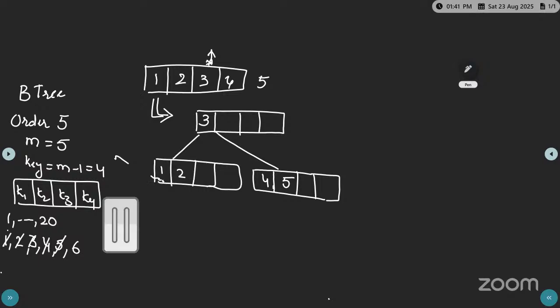Now right side of 3 means 4, 5. So in this node, 2 spaces are available. So we have the space for 6. Yes, we need to insert here like this. Now this is the new B tree. One more new tree. All of you draw all the steps. I want you to draw all the trees.